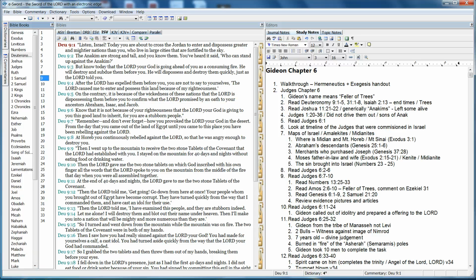Oh, so we get a bunch right away here. One is this land that they're about to possess. We've got the Anakim, which are strong and tall, who are legendary, right? Who can stand up against the Anakim? And they're also wicked. And we get that right here in the remaining 3 verses here.